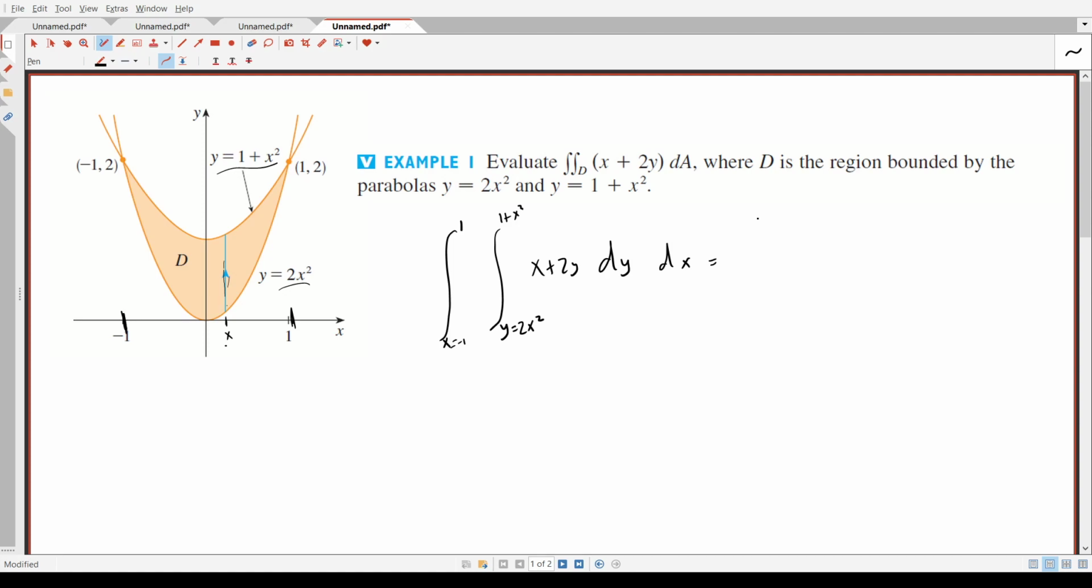So this is going to be the integral from -1 to 1 of... so I integrate that with respect to y, so I get xy plus y squared, so that'd be 2 times y squared over 2, so those cancel out, from y equals 2x squared all the way up to 1 plus x squared.